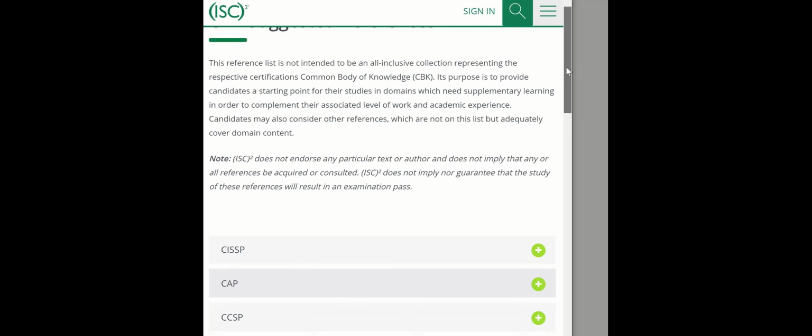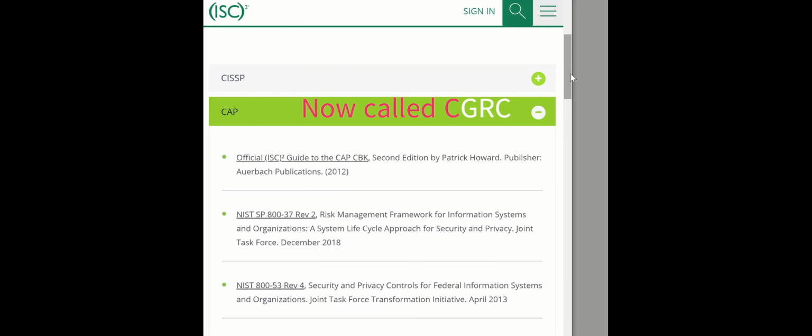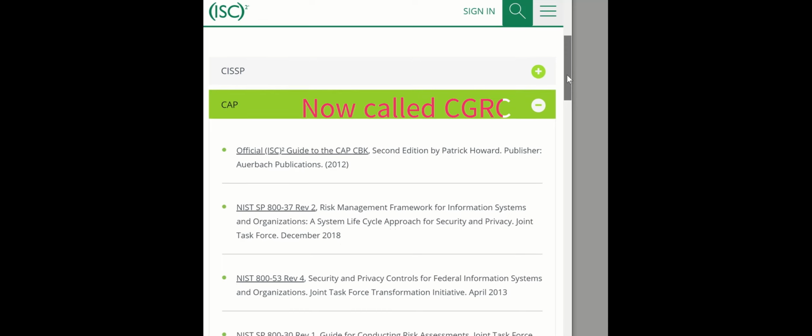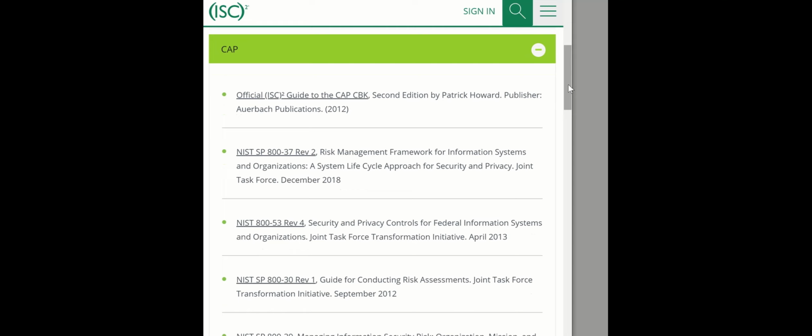So if we scroll down to CAP, these are the different exams and certifications that ISC Squared holds. So this is for the CAP, which we're concerned with. These are the materials that they suggest we read before taking the CAP exam. So we've got the CAP CBK book.